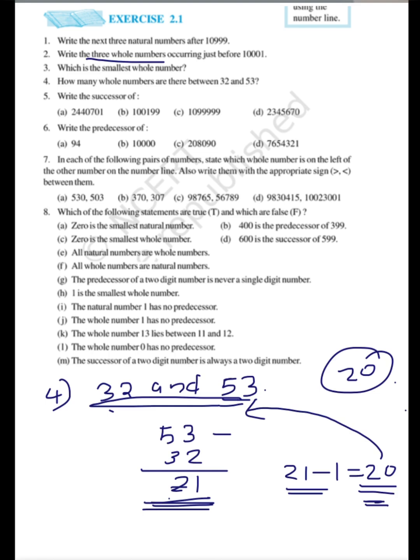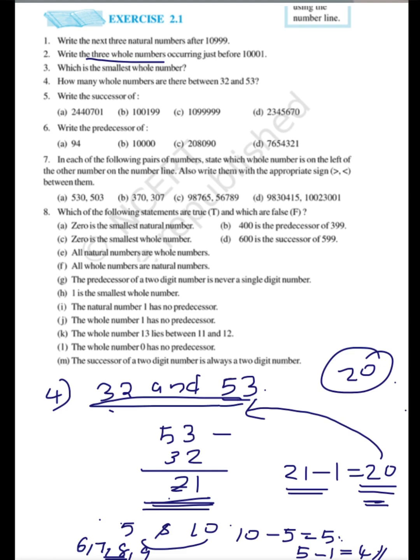If you have any doubt, you can just take any two small whole numbers and see. For example, if I am asking you how many whole numbers are there between 5 and 10, then you will take the difference. So 10 minus 5 is equal to 5. But actually how many numbers are there between 5 and 10? 6, 7, 8, 9, only 4 numbers. So if you want to get the answer as 4, you have to subtract 1 from this 5. Only then you will get the answer as 4.